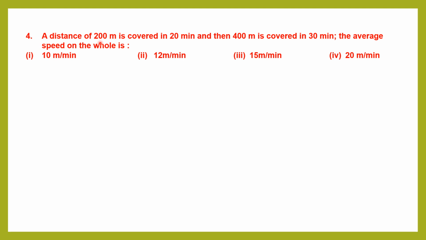Question 4. A distance of 200 meters is covered in 20 minutes and then 400 meters is covered in 30 minutes. The average speed. So what is given to us? We have one distance here and one more distance here. So let's consider this to be distance 1 and this to be distance 2. Time also we've been given, 20 minutes and 30 minutes. So let this be time 1 and this be time 2. Now what are we asked to find? The average speed.